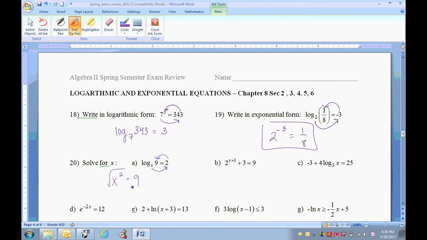Well, now we can take the square root of both sides. So x equals plus and minus 3, because the square root of 9 is 3. But remember, if you take the square root of both sides of an equation, you have to put the plus and minus. Okay, on part B for 20, we're going to try and get x by itself again.